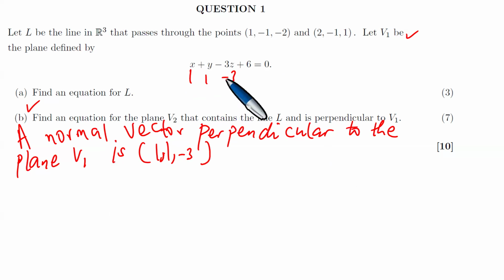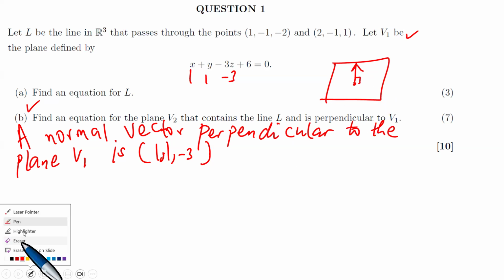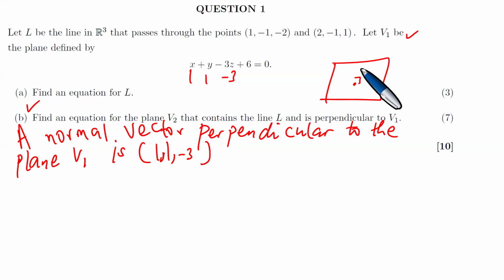These coefficients constitute what you call a normal to the plane. So a normal vector perpendicular to the plane V1, here is a plane, and you have a normal, perpendicular to the plane, like so. And it is the vector (1, 1, -3). The coefficient of x is 1, that of y is 1, and the coefficient of z is -3. Okay, right, so full stop.